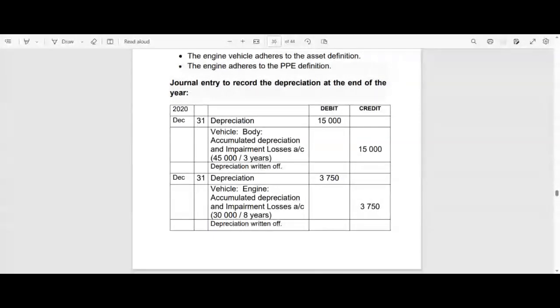Okay, ladies and gentlemen, we can see those journals in front of us. So how are we going to do this? We're only going to have one depreciation account for each category of property, plant, and equipment.